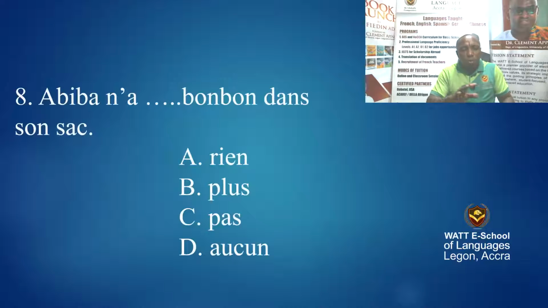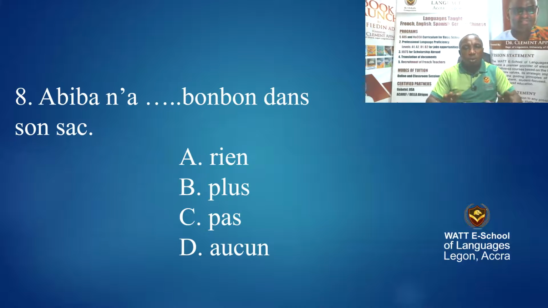Abiba n'a plus bonbon is not correct. If you bring n'a plus, it means there's supposed to be de before the bonbon. Abiba n'a plus de bonbon dans son sac. When it is pas, if you bring pas as well, you have to add de. Abiba n'a pas de bonbon. Because I told you earlier that in the negation, after the pas, it's supposed to be de. But looking at the sentence, there's no de, so you can't use pas here.